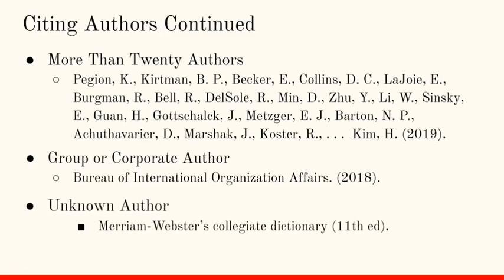Finally, you may come across material that does not have a listed author, especially if you are citing reference materials. In this case, you will start with the title of the work at the beginning of the reference, which is then followed by the date, and the citation continues as normal. Next, we will go over how to write citations for specific types of references.